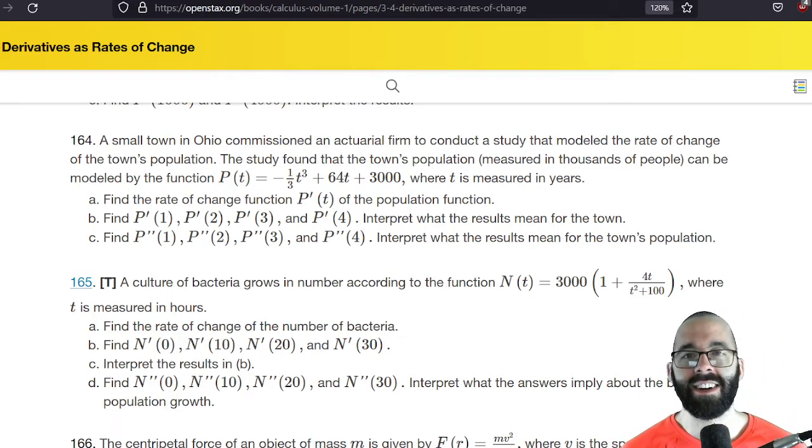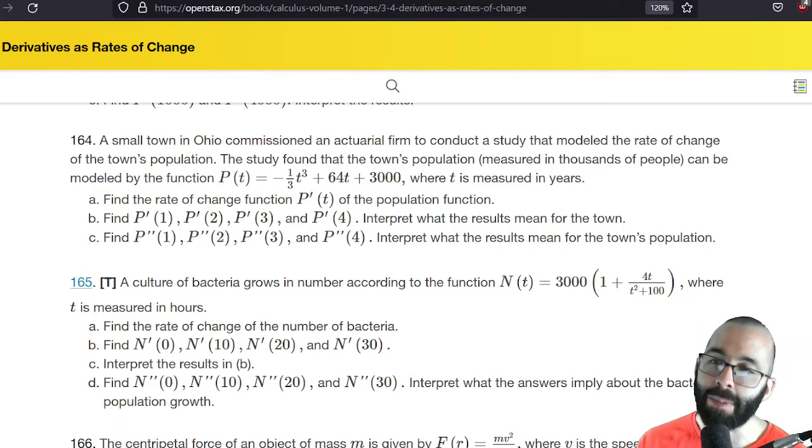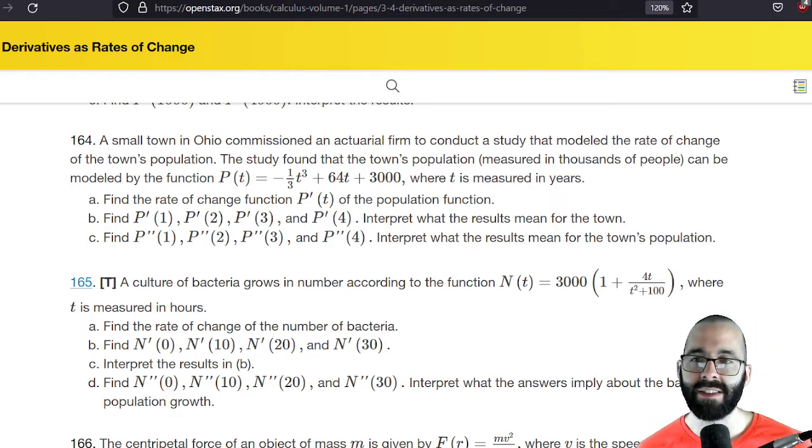To conduct a study that modeled the rate of change of the town's population. So this study found that the town's population in thousands of years. Whoa, nope, that would be a long study. The study found that the town's population in thousands of people can be modeled by this function.